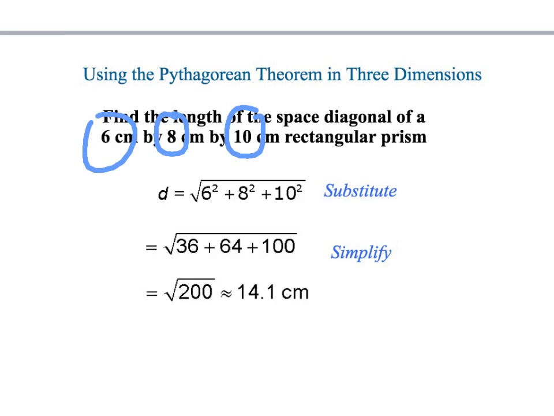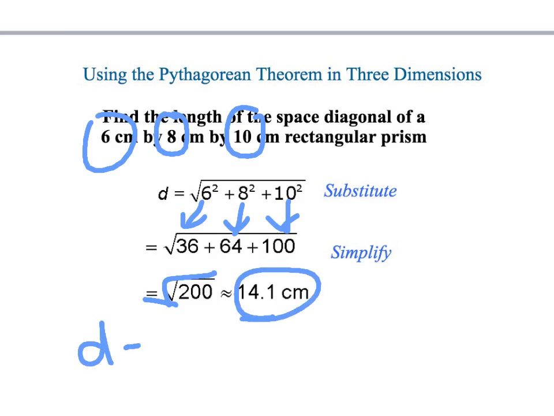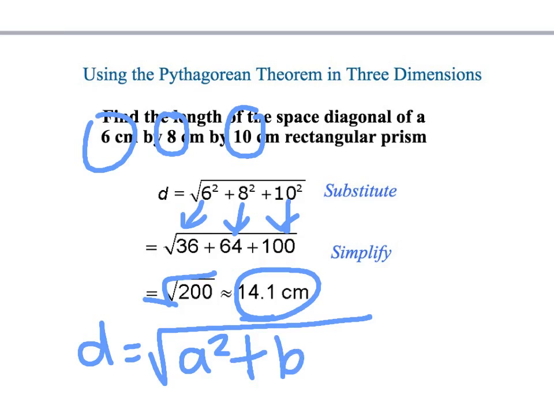I like how this shows the work though, because we learned that we've got to do exponents first. So 6 squared is 36, 8 squared is 64, 10 squared is 100. Add all these numbers together and you just take the square root of 200, which is approximately 14.1, and you use your calculator to solve for that. So really, if you can memorize the space diagonal distance formula, this is the easier way to go. The hard part is memorizing the formula.